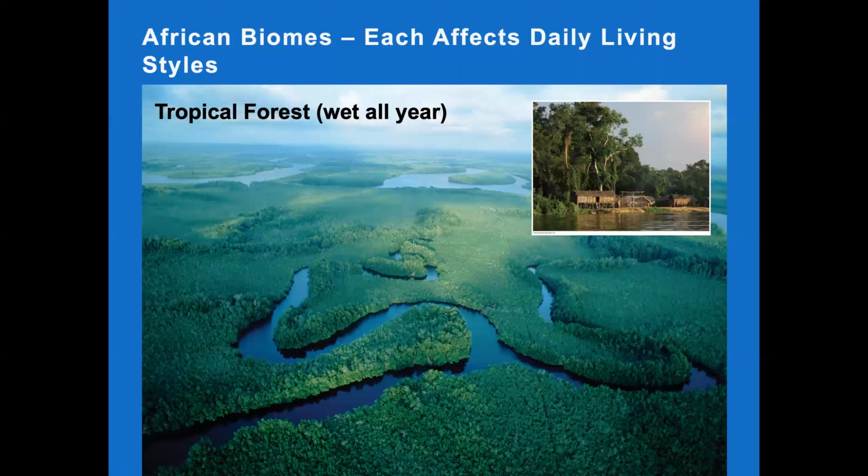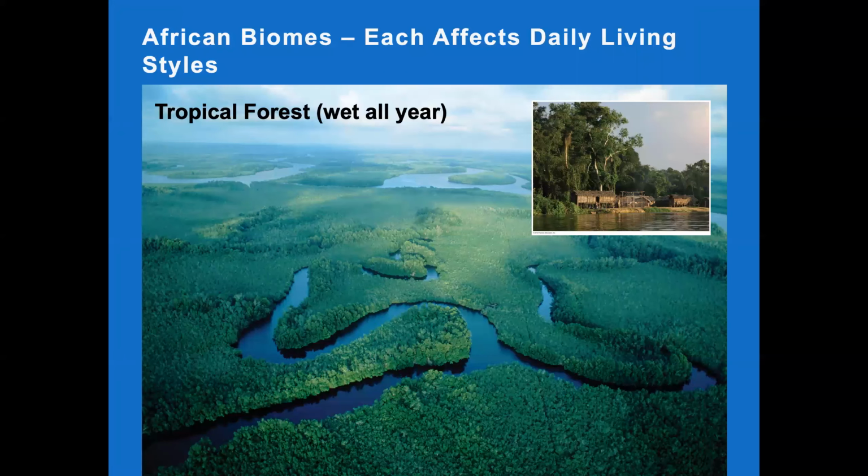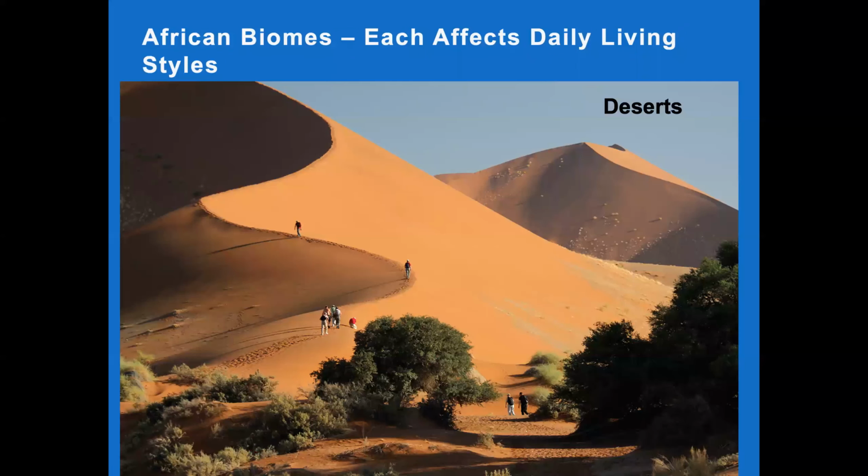Again, some of the biomes that you find, of course, are wet tropical rainforests. You find savannas, which are dry-wet. So there's a dry period and a wet period, and you can see that by the vegetation. Notice how it doesn't look like this. It looks like this. It's a little scrubbier. And of course you have deserts.